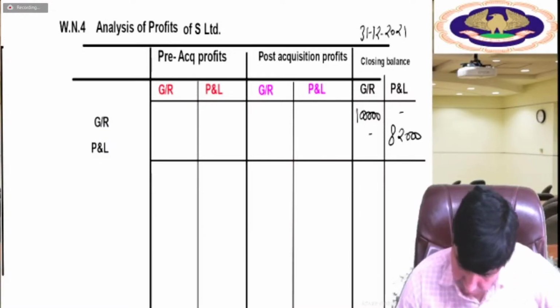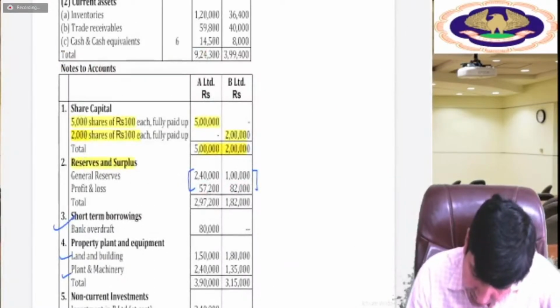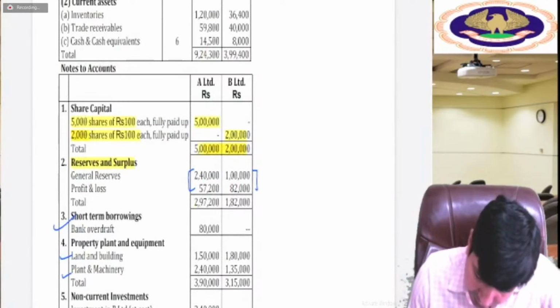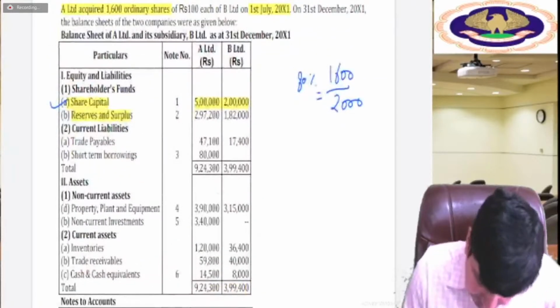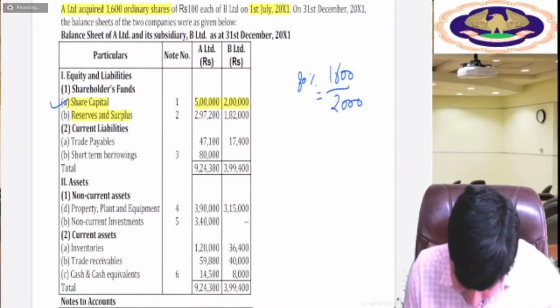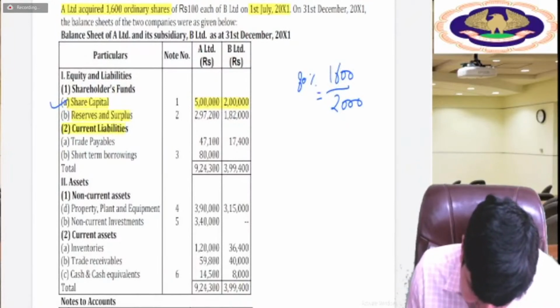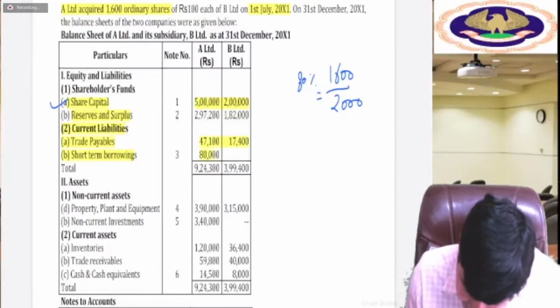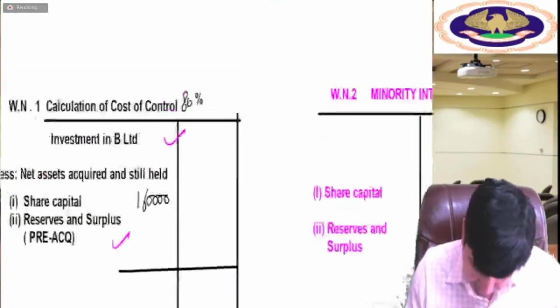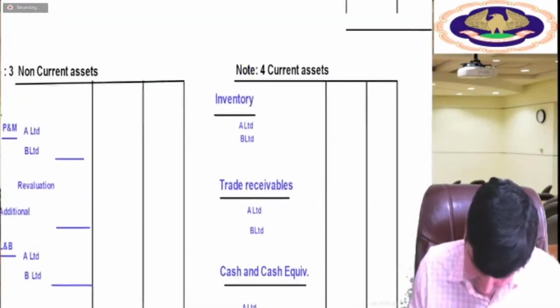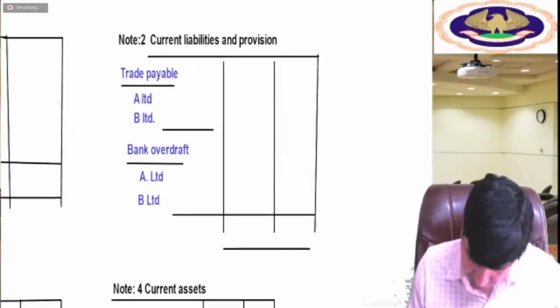Moving to the next part of the question, after shifting the figures from share capital and reserve and surplus, now we move to the next part, remember, line by line. Now we are moving to the current liabilities part: trade payables and short term borrowings. Please post there in the notes to accounts.